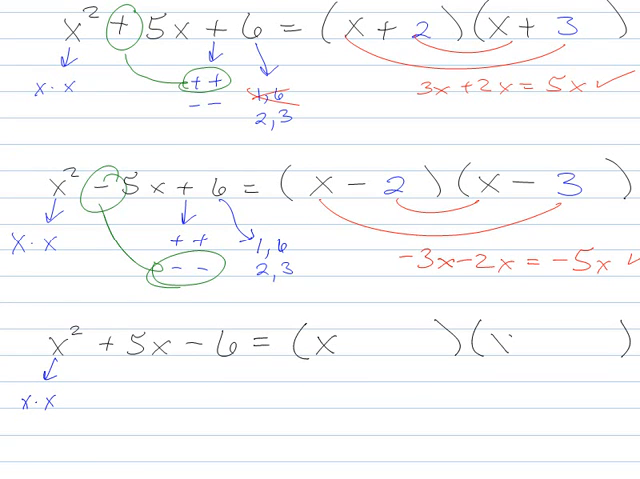Chunk, chunk. And the only way to get a negative is with a plus and a minus. Since currently these are the same, it doesn't really matter where I put the plus or the minus, because they're kind of symmetric. Okay. So I have to think about, how can I get a 6? I can do a 1 and a 6, or a 2 and a 3. Let's try 2 and 3, because that's what worked last time.